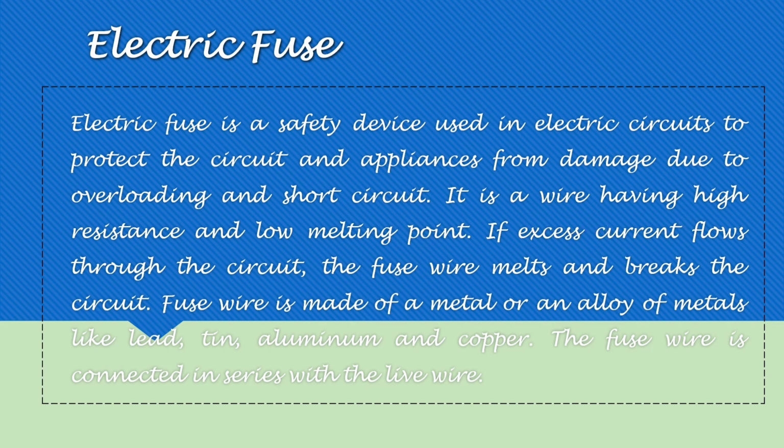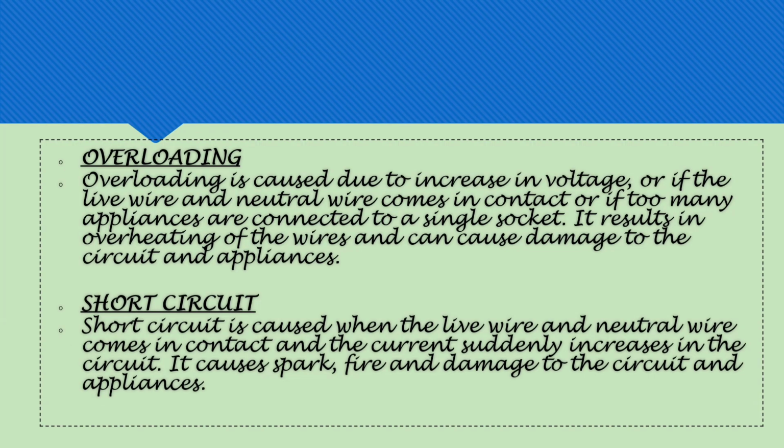So we already know that an electric fuse in a circuit prevents damage to the appliances and the circuit due to overloading. Overloading is the condition where an excessively high current flows through a circuit. This can happen for several reasons. It may be due to an increase in voltage, or when the live wire and the neutral wire come in contact, or if too many appliances are connected to a single socket. It creates overloading, and it overheats the wires and can damage the circuit and the appliances connected to that circuit. Next one is the short circuit. A short circuit is caused when the live wire and the neutral wire come in contact and the current suddenly increases in that circuit. This creates sparks or fire or damage to the circuit and the appliances.